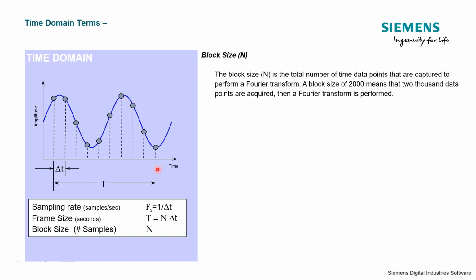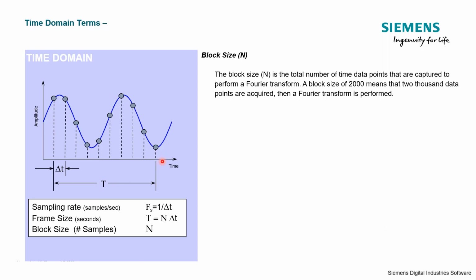So the next parameter here related to this time domain side of our illustration is the block size. When we talk about the block size, we're talking about the total number of points that are captured. So here it's represented by this cap N. For example, a block size of 2,000 means we have 2,000 points that are acquired. And we're talking about acquired in this period of time, this cap T, which we'll talk about shortly. But here we can see the block size would be 10.